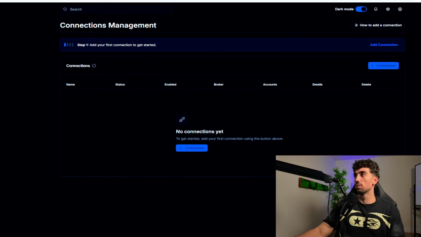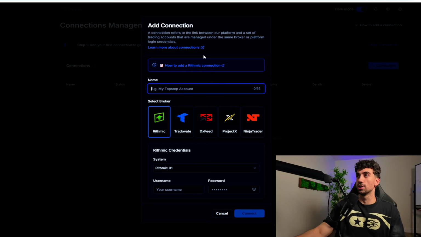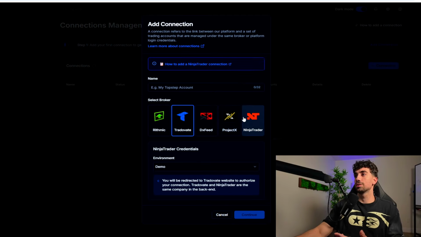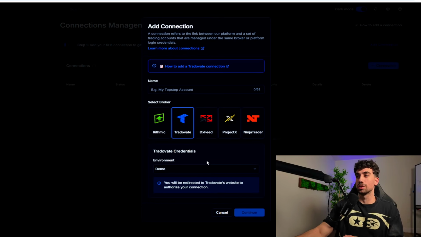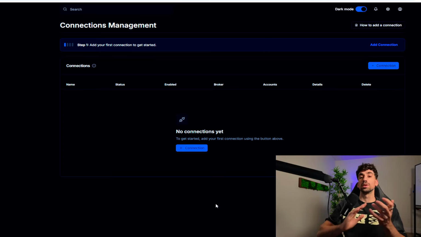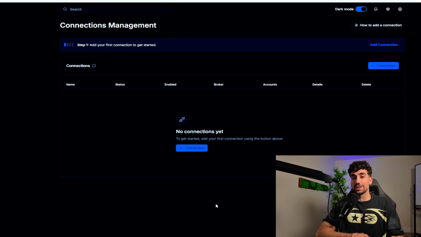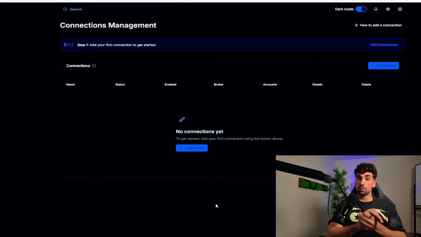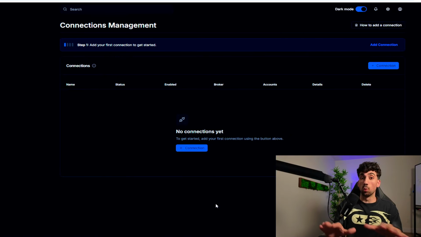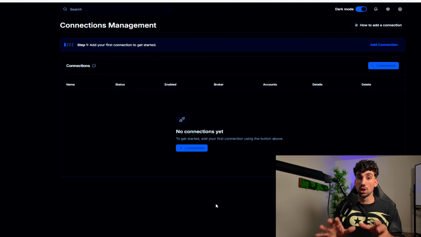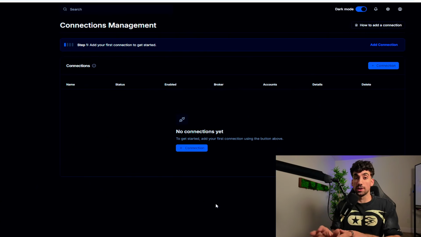And then, again, super, super easy. You just add connection. Name it whatever you want to name it. Choose whether it's Project X, NinjaTrader. Connect them. Put them together. And then it'll be very, very simple. Again, guys, this is simple, but it is an important step. And I understand it can be tedious for people that have no idea where to go, where to click, a lot of these softwares on how to actually copy trade. But I showed you guys all the steps. If you have any questions, let me know down below.